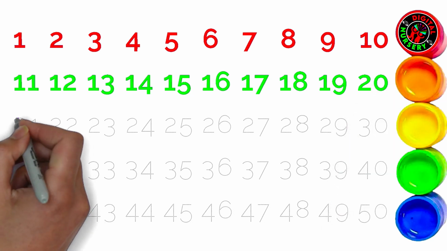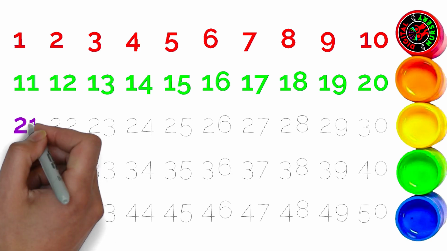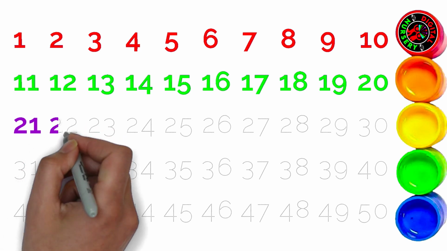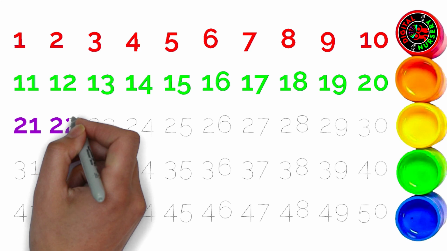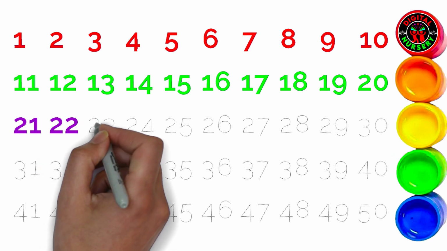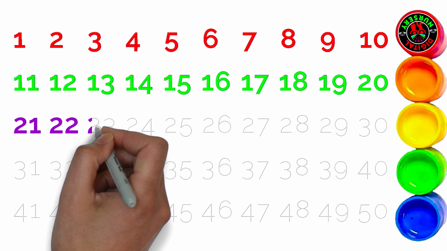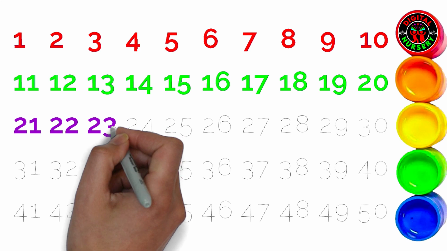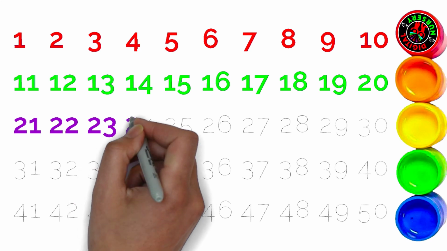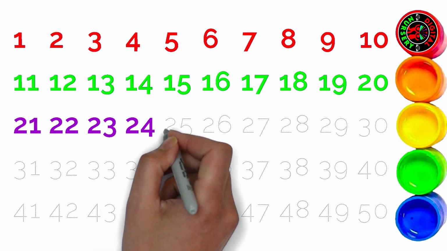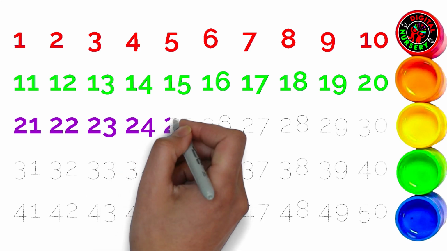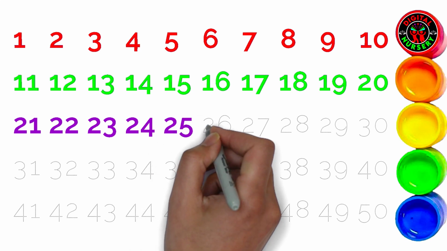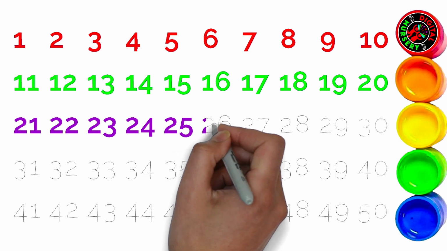21. Let's write 21 in purple color. 22. Let's write 22 in purple color. 23. Let's write 23 in purple color. 24. Let's write 24 in purple color. 25. Let's write 25 in purple color. 26. Let's write 26 in purple color.